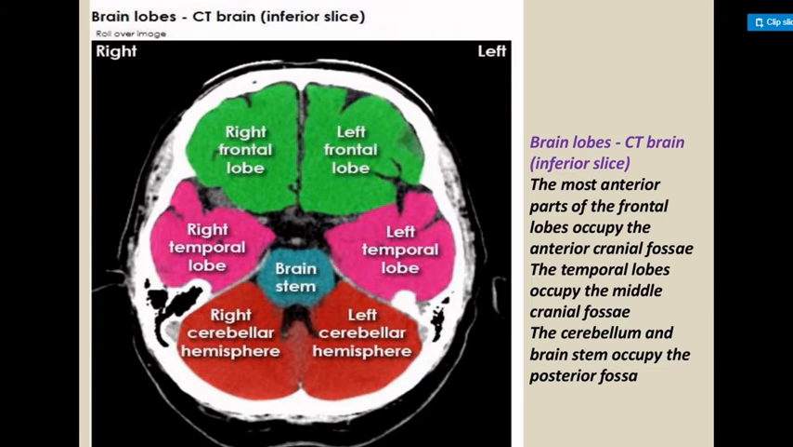Also, the brain lobes, as you see here in the CT brain, inferior slice, the most anterior part of the frontal lobe occupies the anterior cranial fossa, this is the green one. The temporal lobes occupy the middle cranial fossa, and the cerebellum and brainstem occupy the posterior fossa, that is the blue and the red one, as seen in this CT.